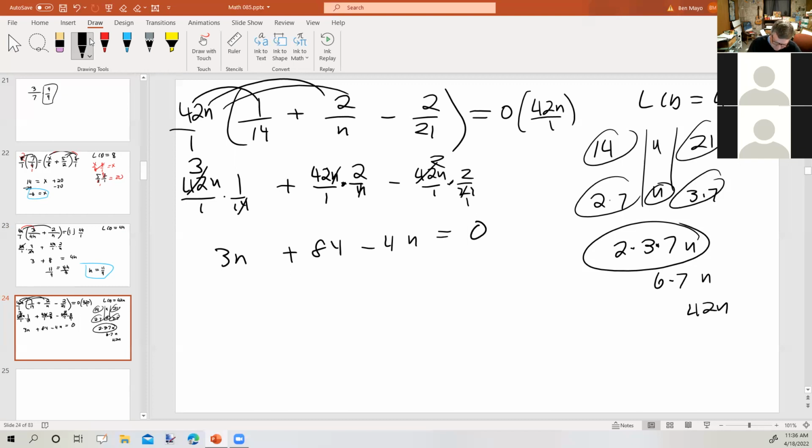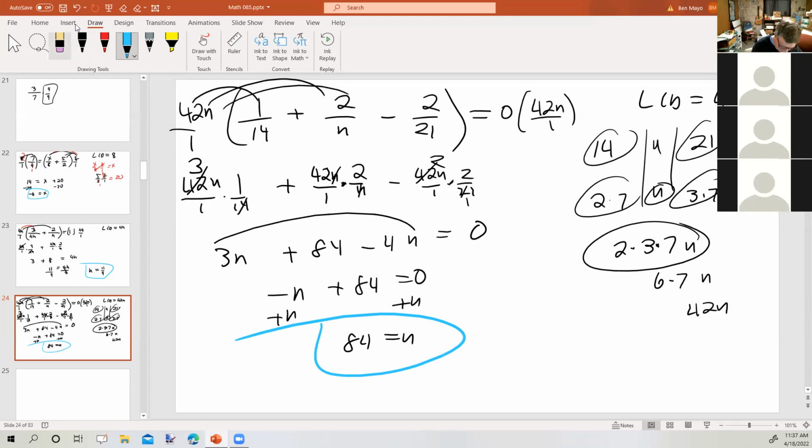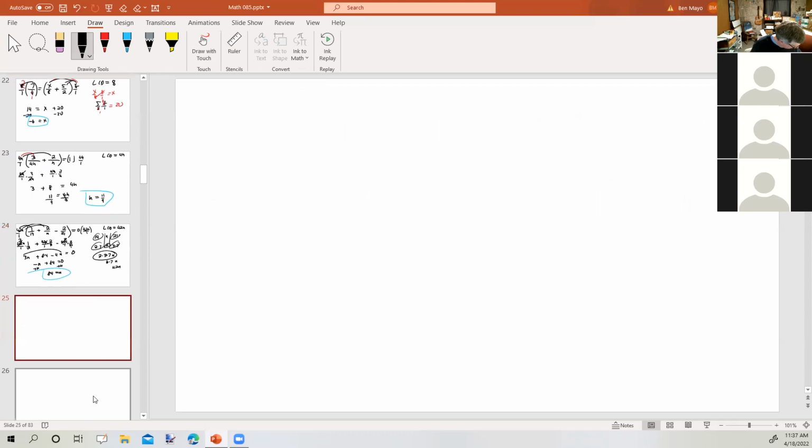Okay. Combining like terms, negative n plus 84 equals 0. Adding n to both sides, 84 equals n. And there is your final answer. Any questions there? All righty. Let's take a look at this problem.